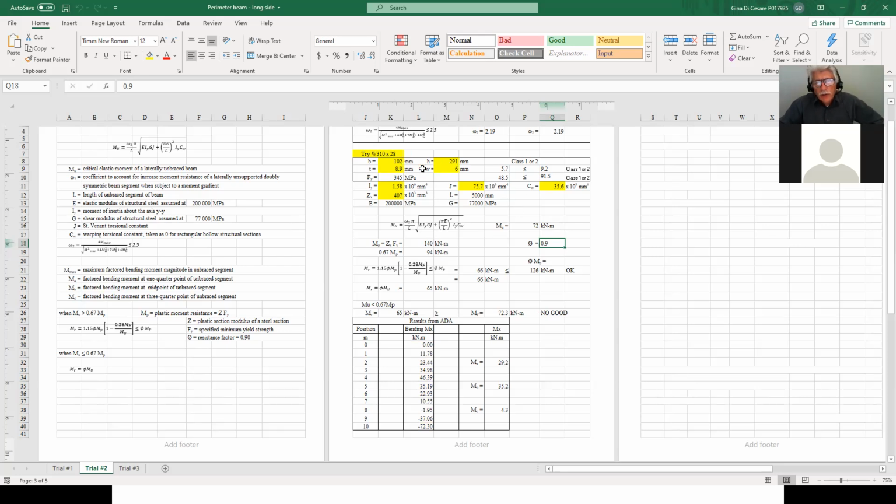Just whatever is in yellow is what you have to add, and then the rest of the spreadsheet will calculate it. And if you see that it's okay, that's good. That means that will be the size of the beam that we're going to be using along the perimeter, along the long dimension of the building. It shouldn't take you that long to do. So that's going to be for the long side.